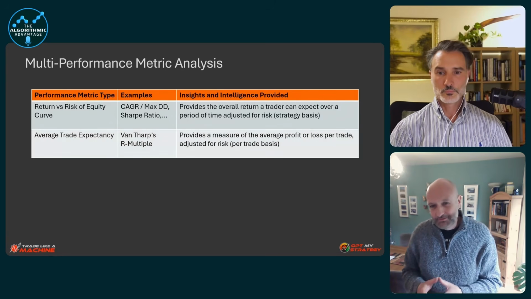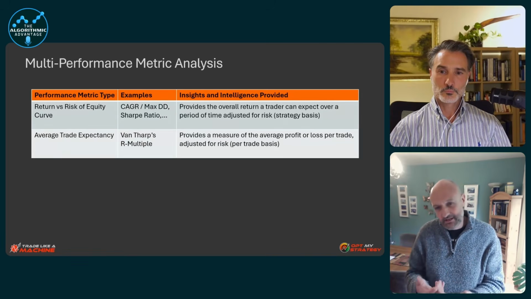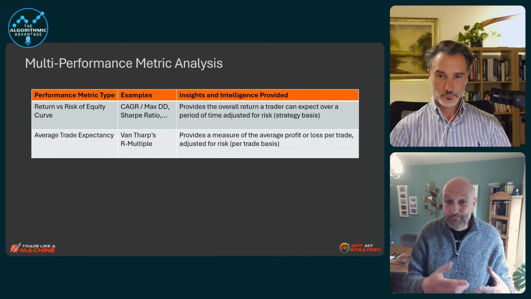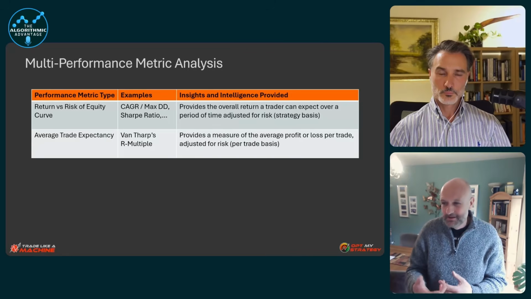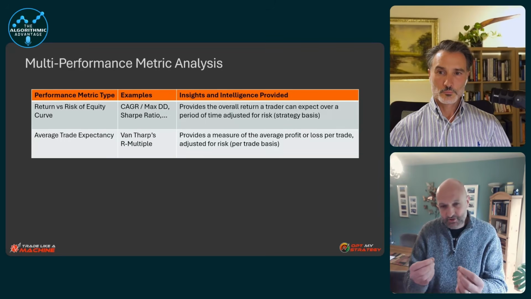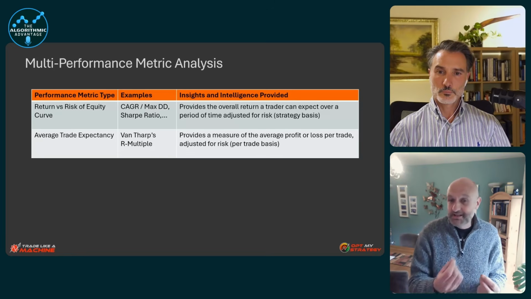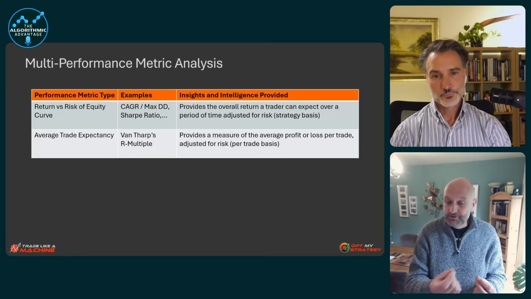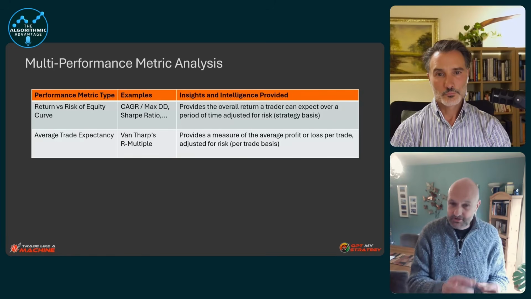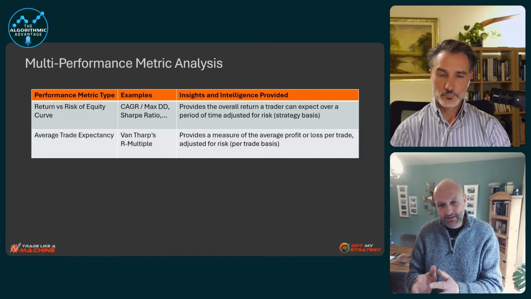But then you've got others which start to look at things from the perspective of the individual trades that constitute and build that equity curve. So I'm thinking here about things like Van Tharp's R multiple. Okay, so this looks at every individual trade and attributes a maximum risk to the trade and says how well, on average, did the trades do in relation to that trade risk. So this is telling you something subtly different.